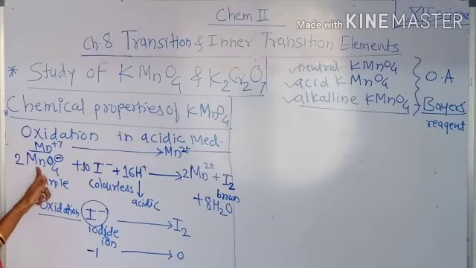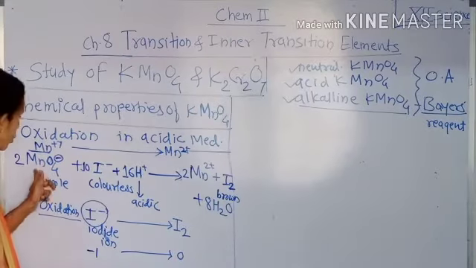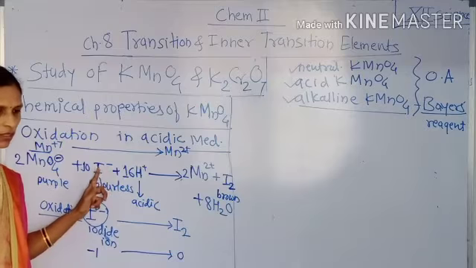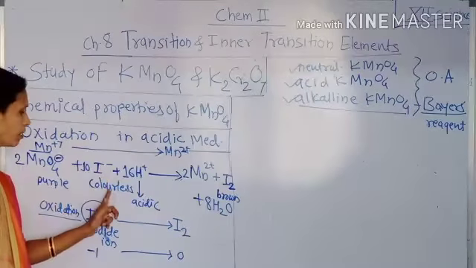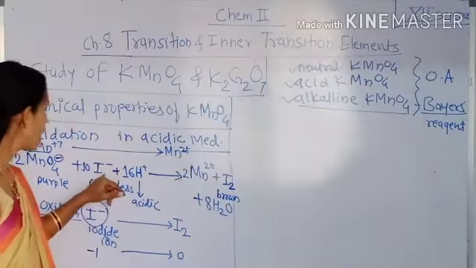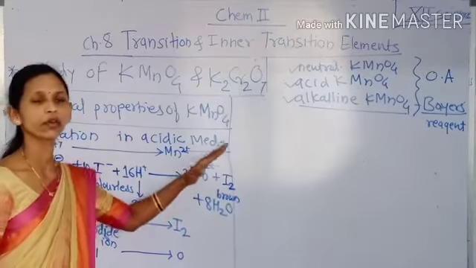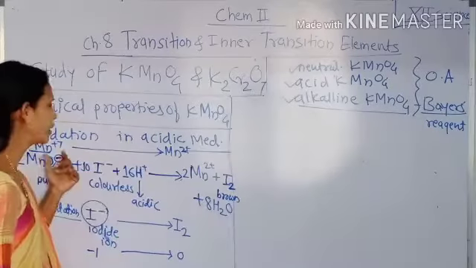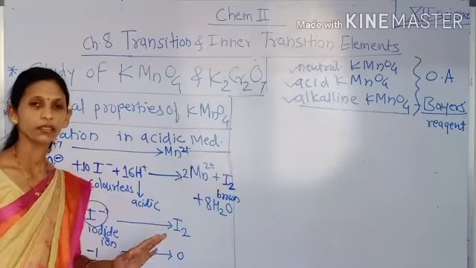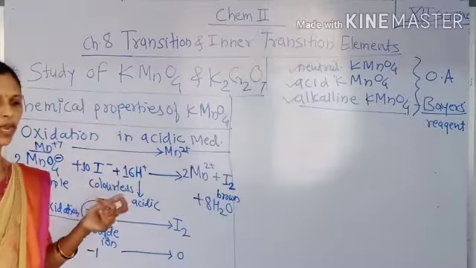An oxidizing agent itself undergoes reduction, and it oxidizes another compound, ion or element. That means here the colorless solution changes to brown color. Therefore, the I minus ion, the iodide ion, is oxidized due to the permanganate ion into iodine solution. That is the oxidation of the iodide ion.